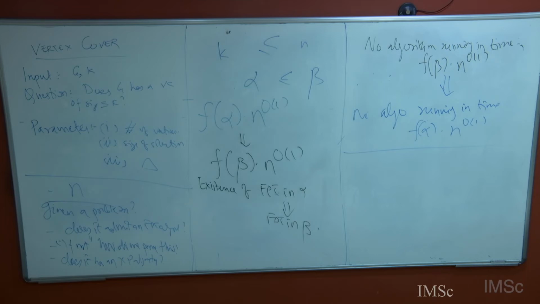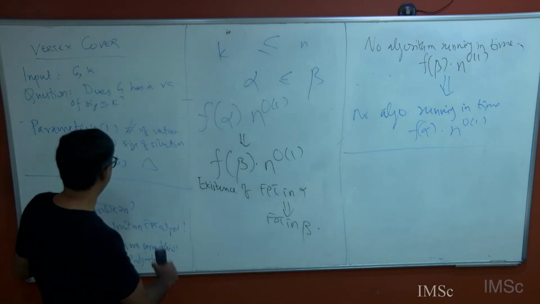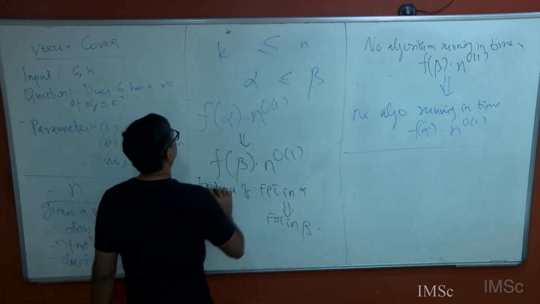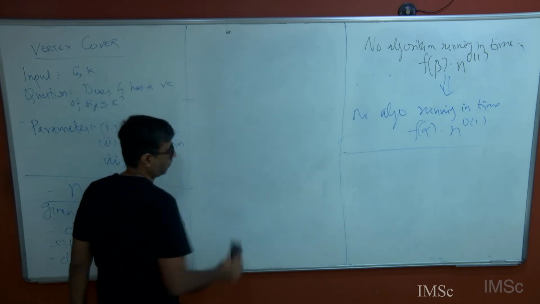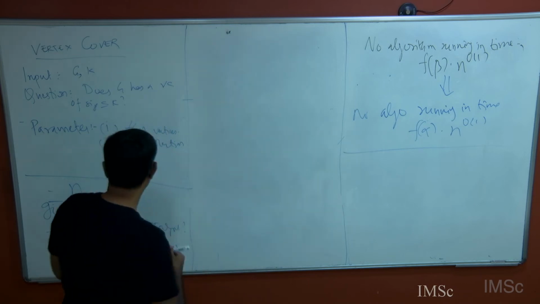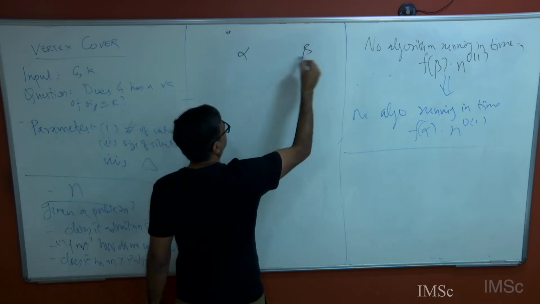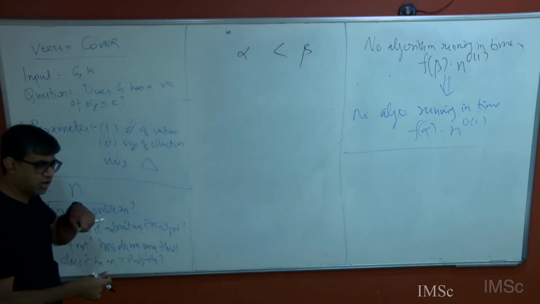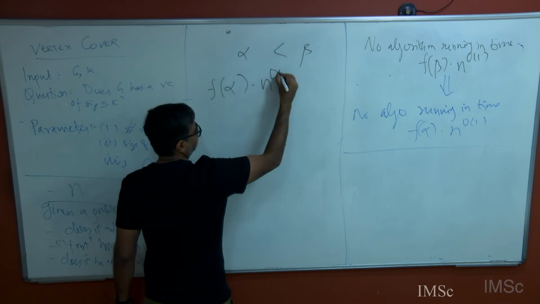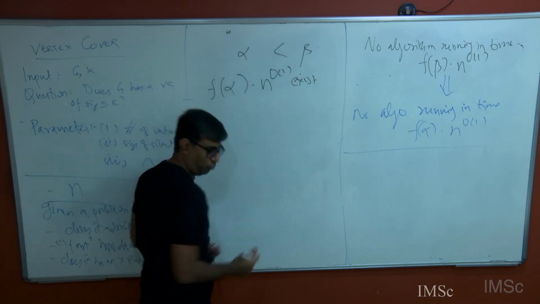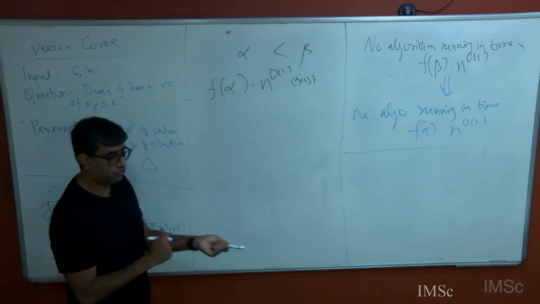That's one thing. Now let's add more questions to our science knowledge. Now that we've shown these two things, suppose this is an alpha and this is a beta and this is like this. And I know there is an algorithm with running time f of alpha times n to the power of a constant. What should be the next question I should be asking? Of course, there are a few questions that we can ask.